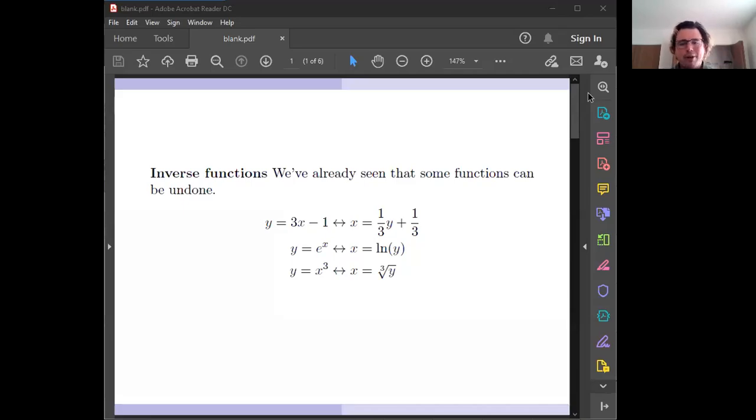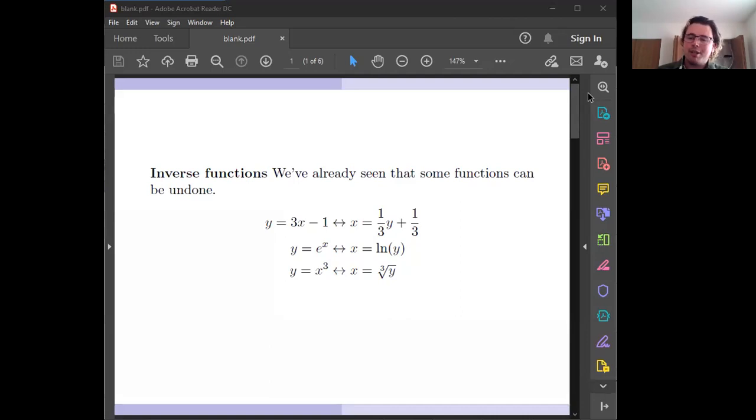So let's talk about inverse functions. There are lots of functions in mathematics, and certainly lots of functions in this class that we've been using. Some of those functions can be inverted. Now, what do I mean by that?